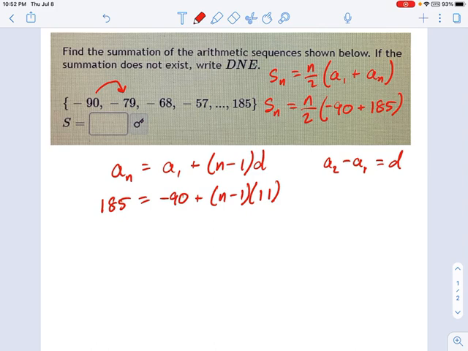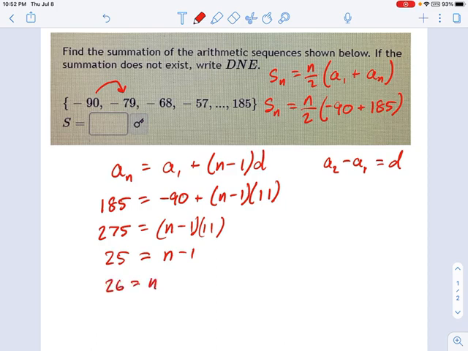So now what we do is we solve this problem. Add 90 to each side. We're going to get 275 equals (n minus 1) times 11. Gosh, I don't know my 11 times tables in the 300s and 200s, so I sure hope this works out. Yep. Feels dumb. It's late at night, guys. 25 equals n minus 1. Okay, I divided both sides by 11, and that means 26 equals n.